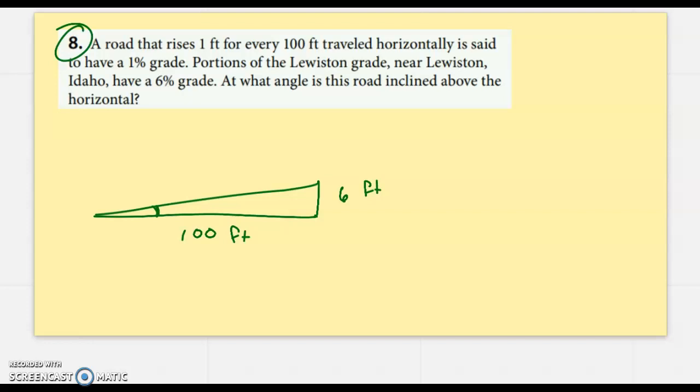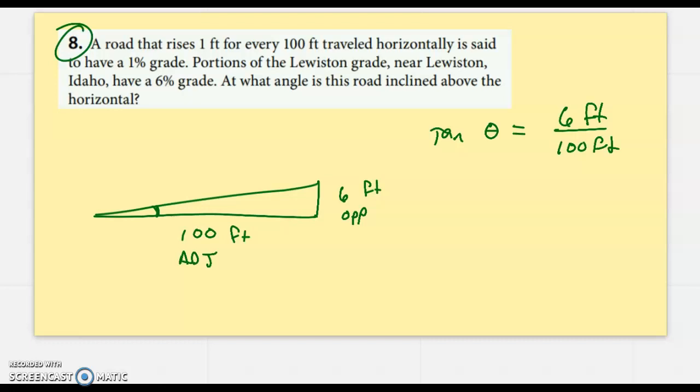Now, compared to that angle, this is the adjacent side, and this is the opposite side. So I'm going to use tangent on this, and so I'm going to say tangent of that unknown angle is going to be equal to the opposite side, 6 feet, over the adjacent side, 100 feet.